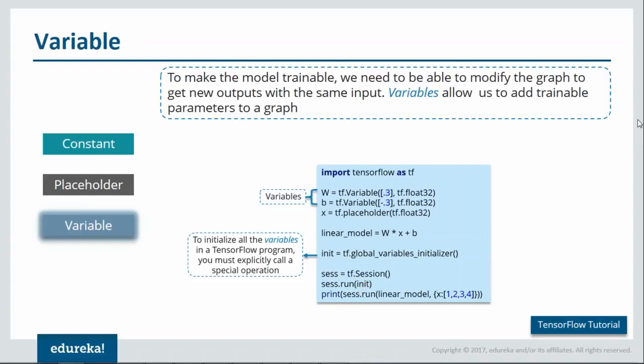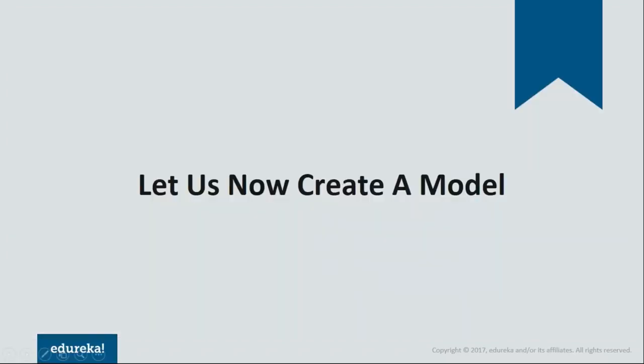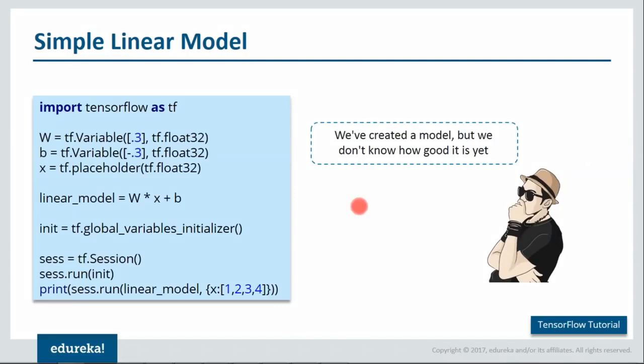For now, let us go ahead and execute our first model. So this is our first model, guys. Over here we have imported TensorFlow as tf. Then we have defined a couple of variables W and B, and we have initialized them with 0.3 and minus 0.3 respectively. Then we have a placeholder x. After that we have defined linear_model, which is nothing but W into x plus B. Then we have initialized the variables, launched the graph, and then we are running the session and feeding the values of x. So this is basically what our model is.